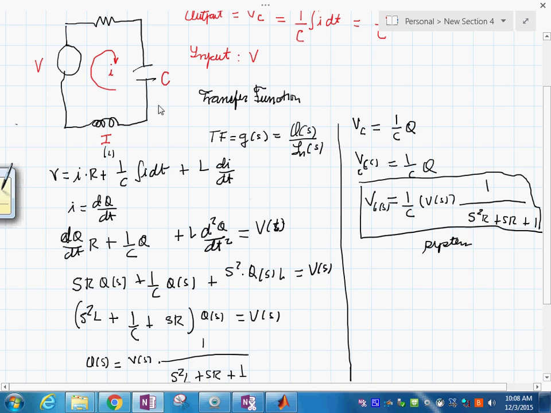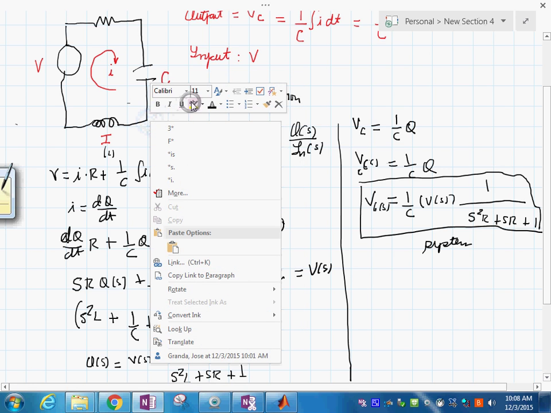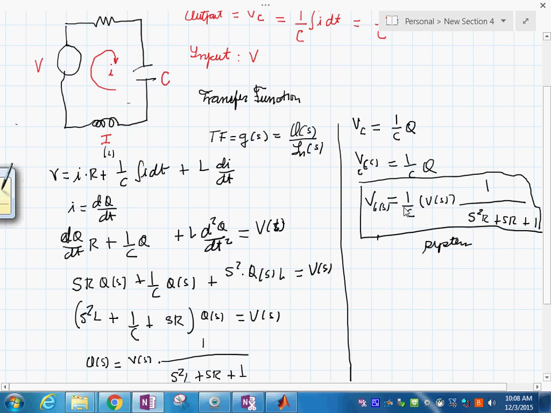Isn't it true that if I decide to make the analysis without using much of the remaining C element, but just this, we have this equation that says the voltage of C is 1 over C times this. This is the transfer function.